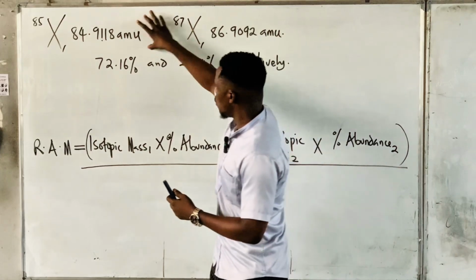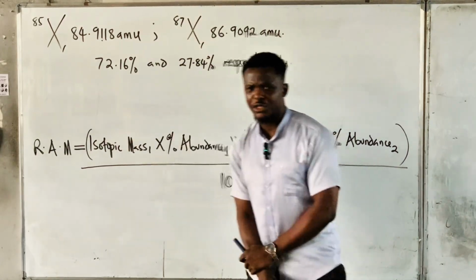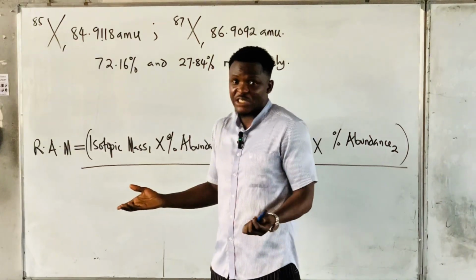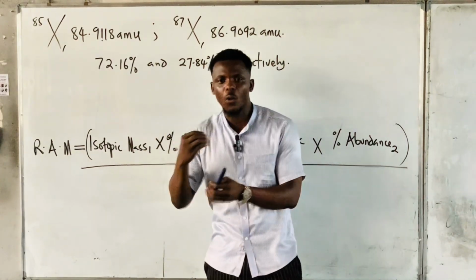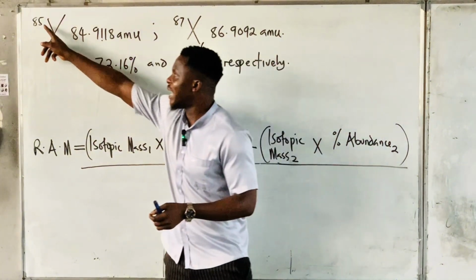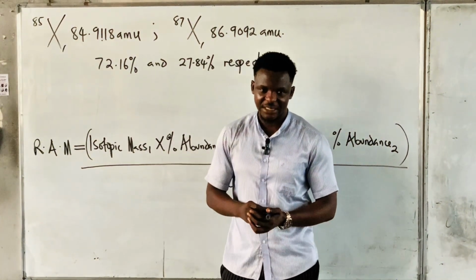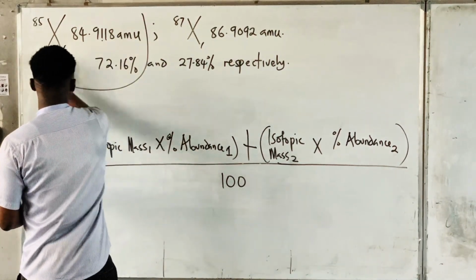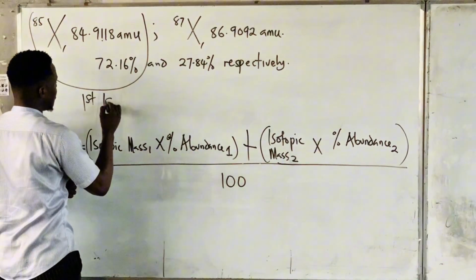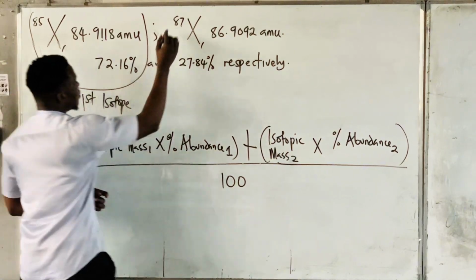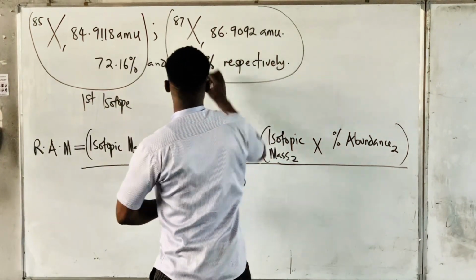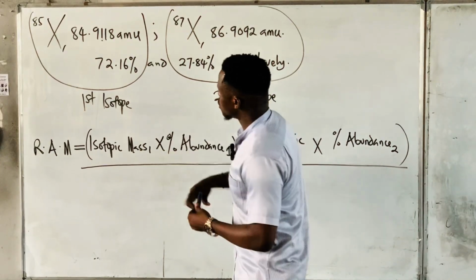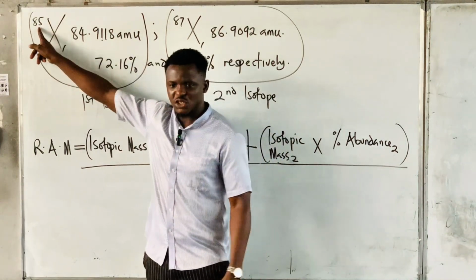So this is 2 isotopes, and basically this is the formula we're going to use. They gave us, this is the first isotope. How will I know it is the first isotope? Apart from the fact that they will always mention it first, the one that has a lesser mass, you consider that one as the first isotope. So I'll say this one is the first isotope. This one is the second isotope.